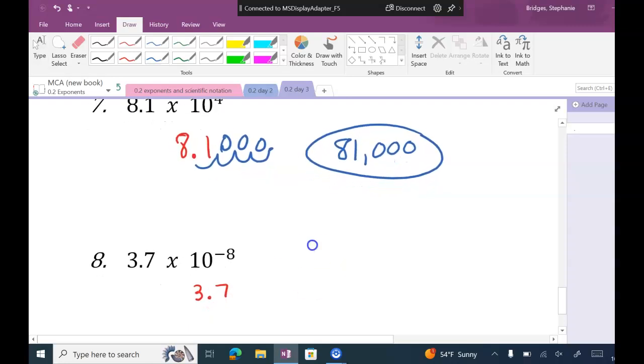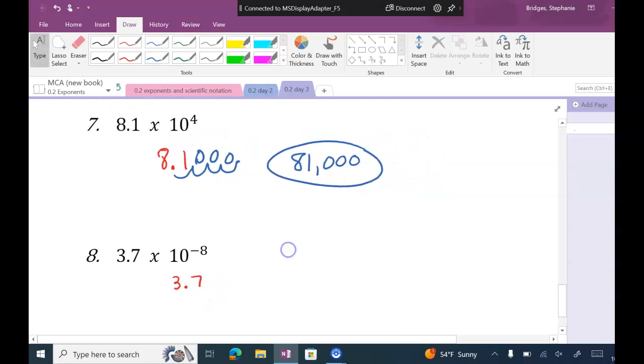And then for number 8, I'm going to move this decimal. How many spots? 8 to the left. 1, 2, 3, 4, 5, 6, 7, 8. Filling in those zeros. That's 1, 2, 3, 4, 5, 6, 7. So it's going to be a decimal, 7 zeros, and then 3, 7.